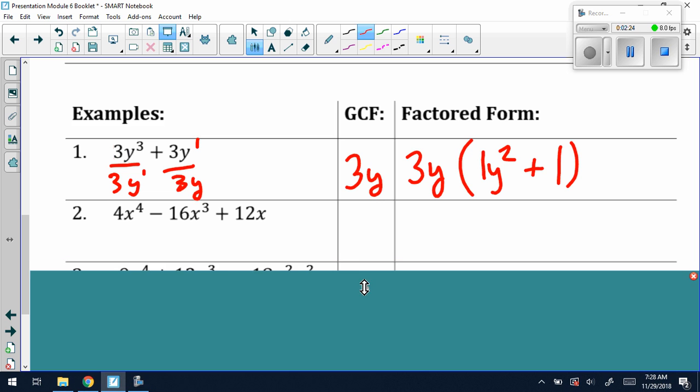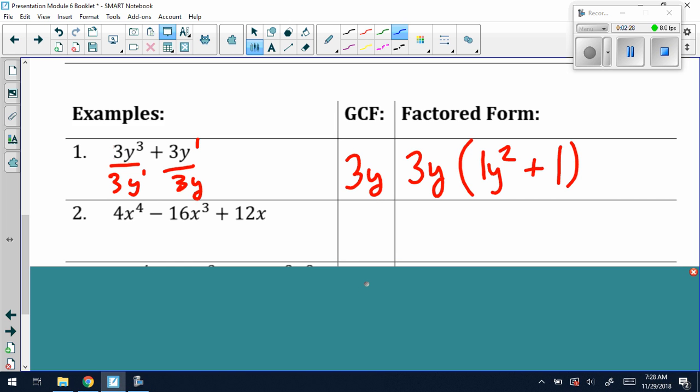Let's look at example 2. This one has 3 terms, but I still find the GCF the same way. 4, 16, and 12. Hopefully you can see that 4 goes into all of those. So 4 is our GCF. If you can't see that, then you would need to list all of your factors and choose the smallest one. 4 is going to be the smallest one. For the x's, we have an x to the 4th, an x cubed, and an x. Choose your smallest exponent, which is 1.